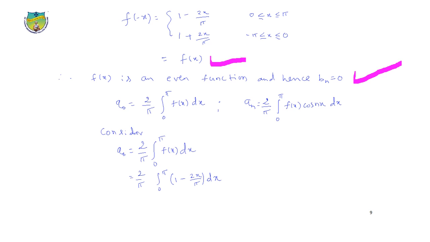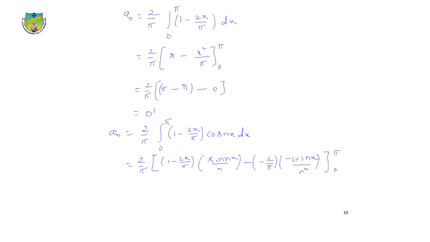We can easily say that bn value is 0, and a0 and an we have to calculate. So a0 in this case turns out to be 2 times the integral of f of x dx divided by pi from 0 to pi. These are the integration steps. Therefore a0 turns out to be 0.